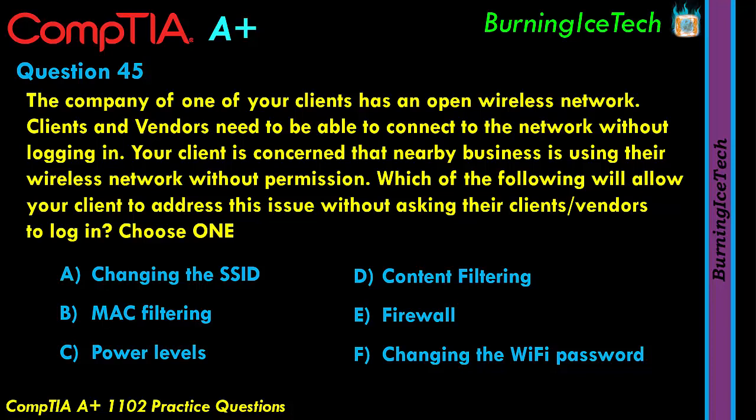Now, the problem with answer B is you can have random clients and random vendors coming in at random times. We don't have their MAC addresses, and they're most likely not going to be on that filter. So they're going to be blocked. So B is going to block your own clients and vendors. So yes, we're going to block out that other business. We're going to solve that problem. But in turn, we're going to cause another issue, which is to block our own clients and vendors. Solving one problem, only to cause another. Is it answer C, power levels?